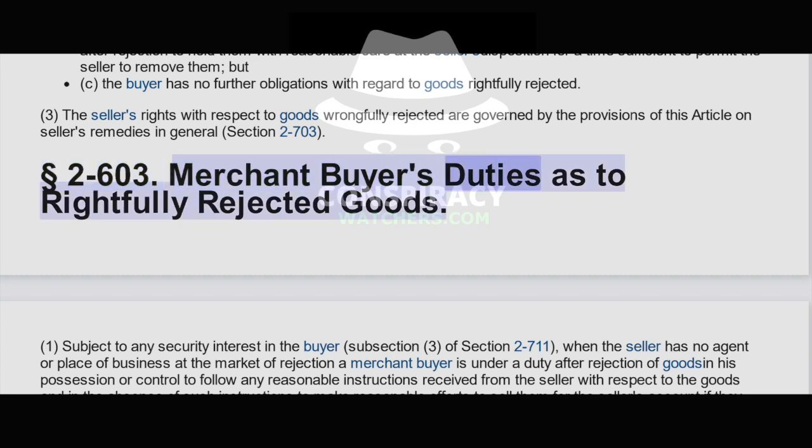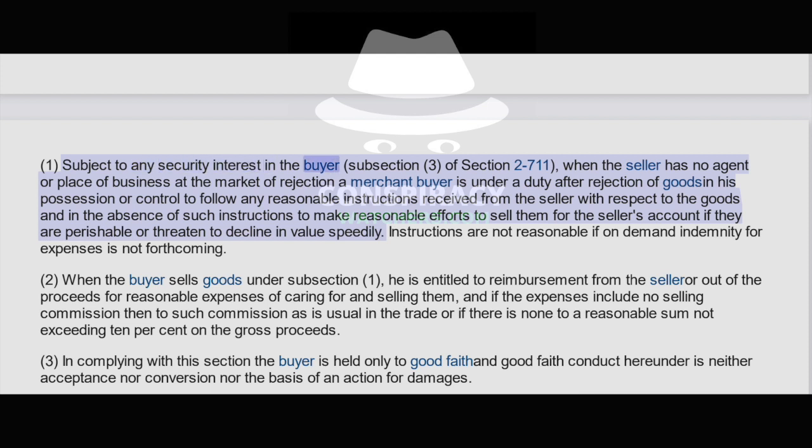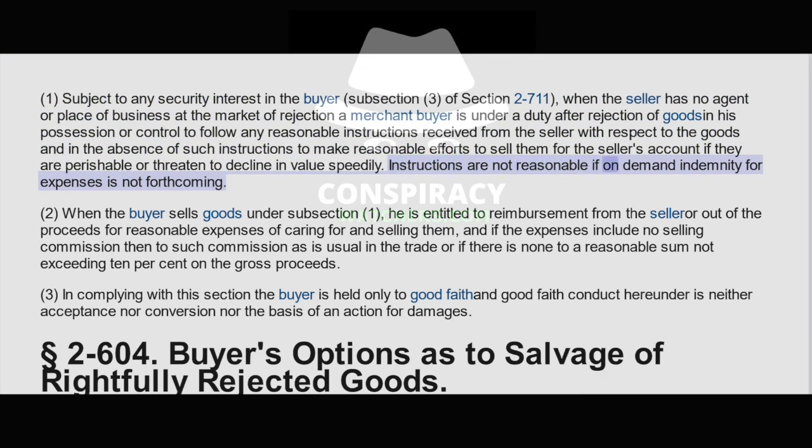Merchant buyer's duties as to rightfully rejected goods. Subject to any security interest in the buyer, when the seller has no agent or place of business at the market of rejection, a merchant buyer is under a duty after rejection of goods in his possession or control to follow any reasonable instructions received from the seller with respect to the goods, and in the absence of such instructions to make reasonable efforts to sell them for the seller's account if they are perishable or threaten to decline in value speedily. Instructions are not reasonable if on-demand indemnity for expenses is not forthcoming.